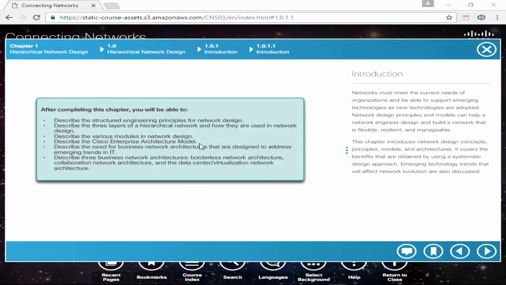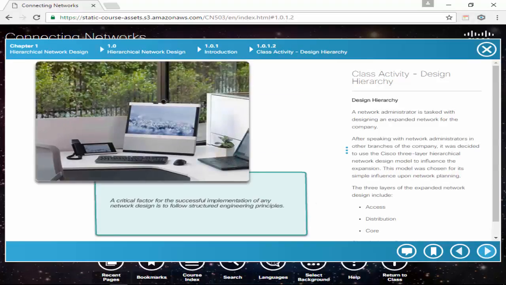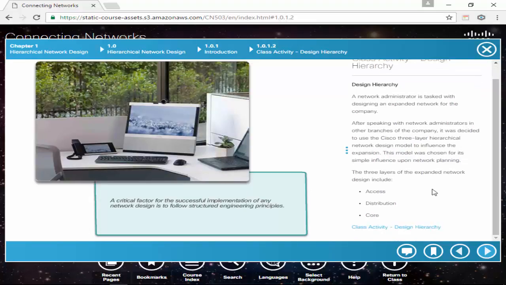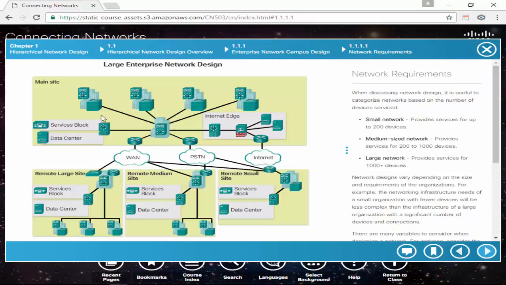Okay, so these are kind of designs and kind of branding. Basically, this is the 3-tiered design we've talked about before. We're just going to be going over design more. So our 3 layers in our 3 layer design hierarchy are access, distribution, and core. Okay, so this is what we're going to look at.